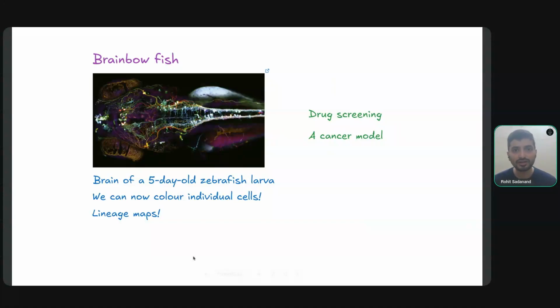But we have gone one step further, in fact, several steps further, I would say. Here, instead of coloring the whole organism with just one red fluorescent protein, what we have done is we have taken the organism's brain and we have colored every neuron of that brain.